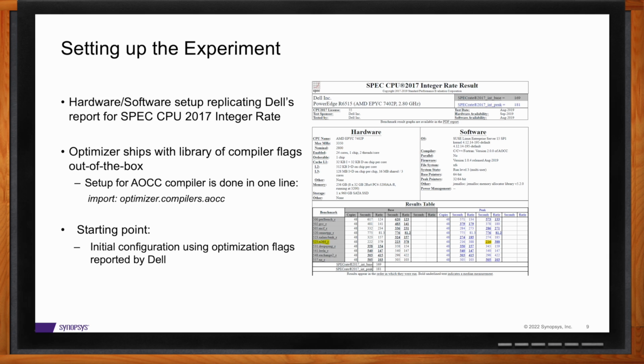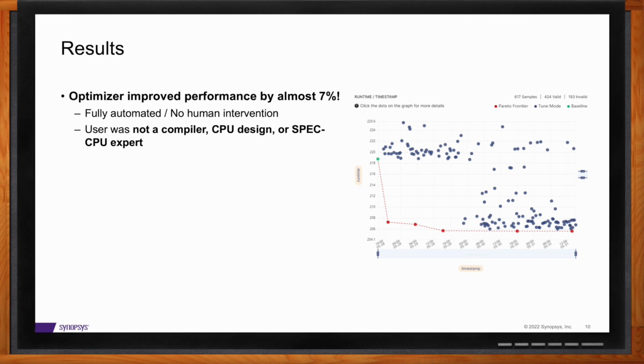So, what was the outcome of the experiment, Nozar? Well, it was pretty amazing. This tool, in a nutshell, was able to beat the experts' results by 7%. That's the most impressive. In this case, we had an engineer that was not a compiler expert. He was not a CPU design engineer, and certainly not a SPEC CPU expert. A few hours of work to set up the experiments and get it running. And then the tool is fully automated.